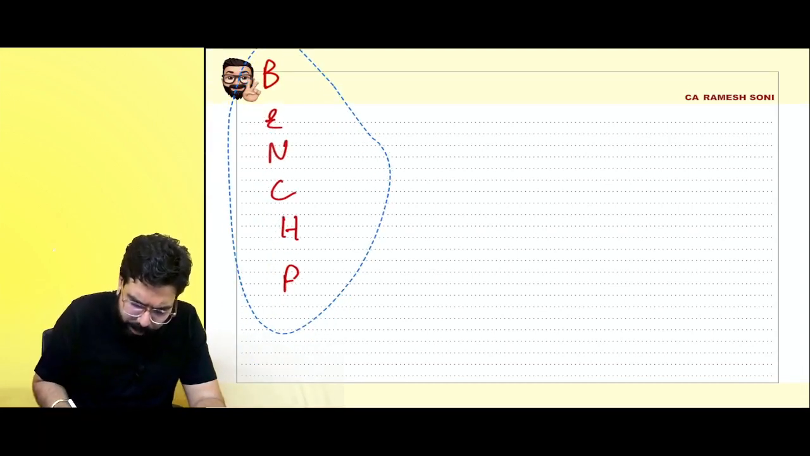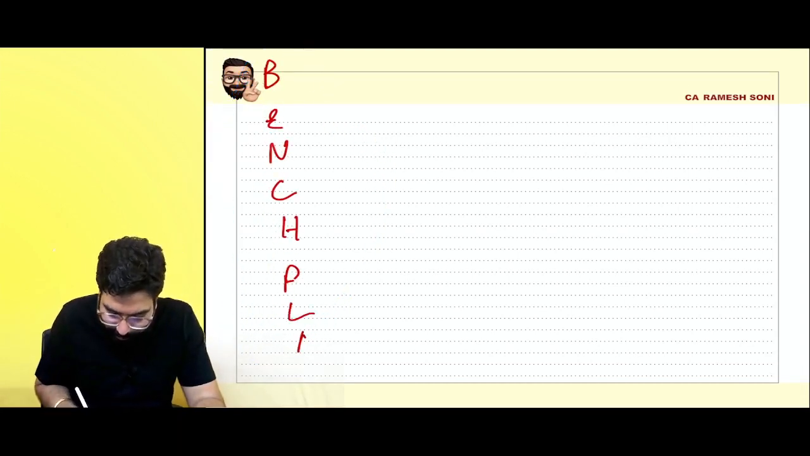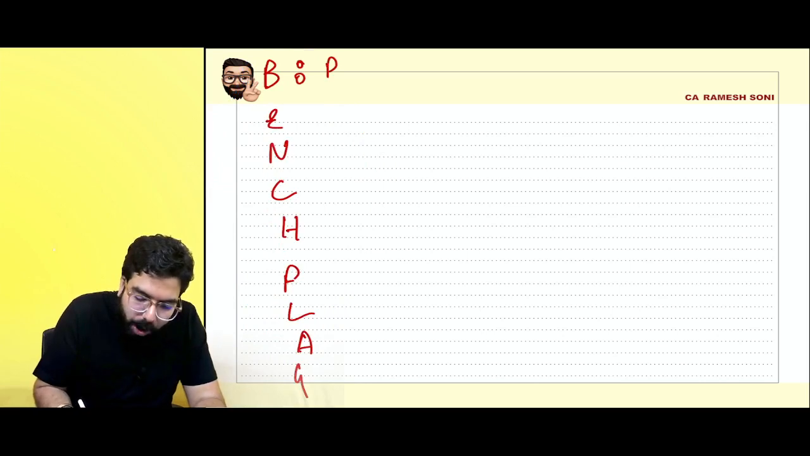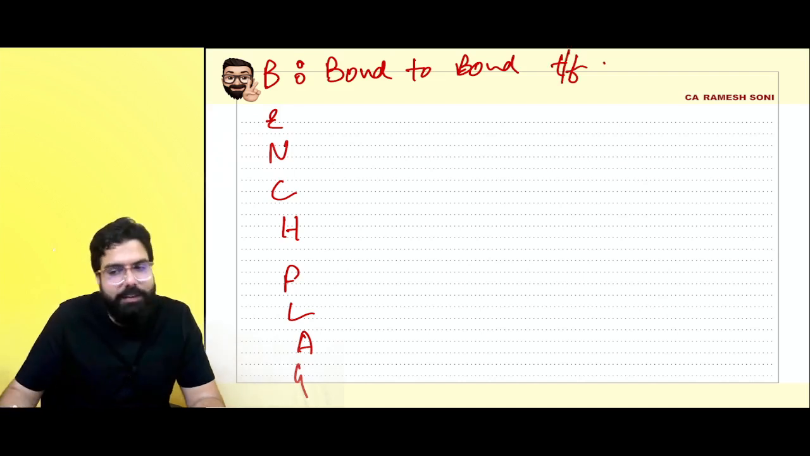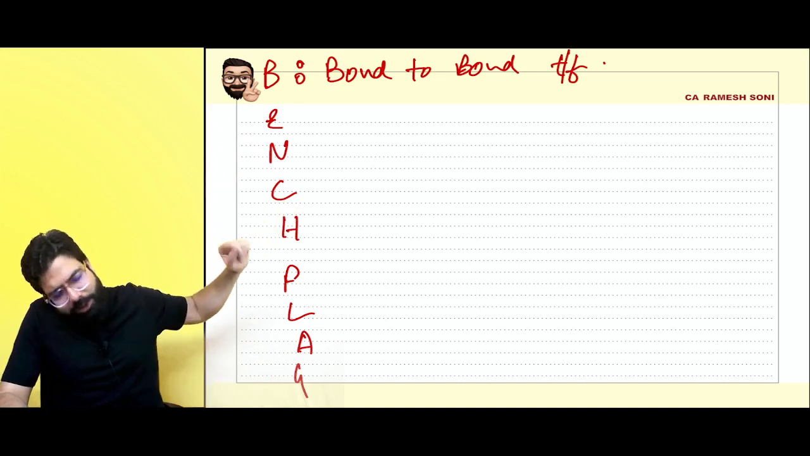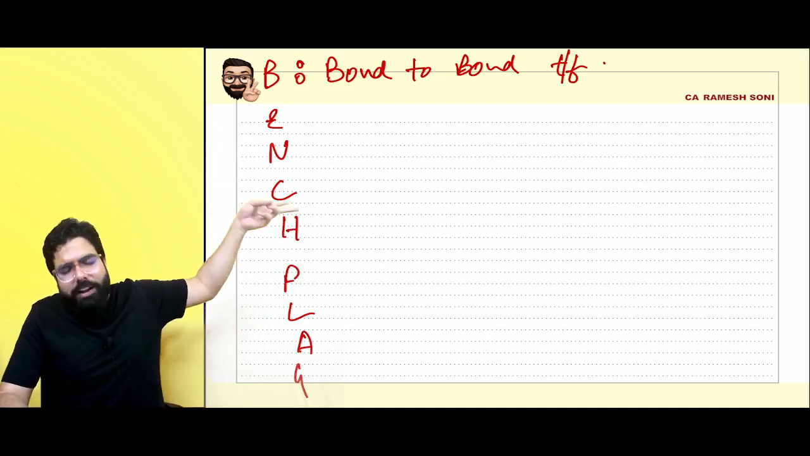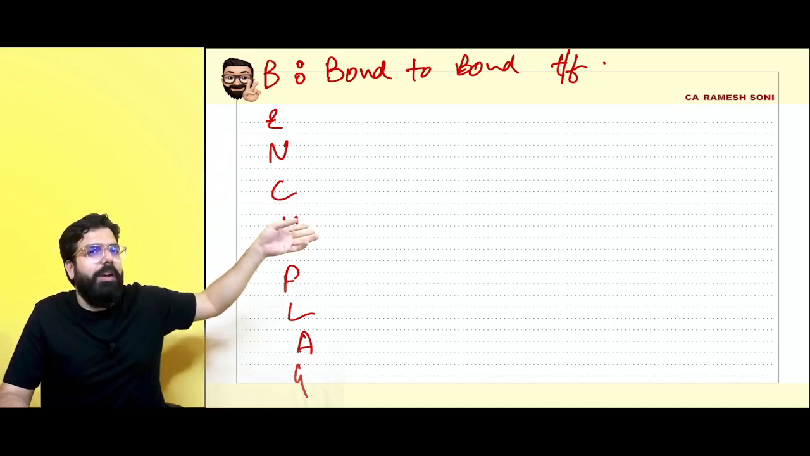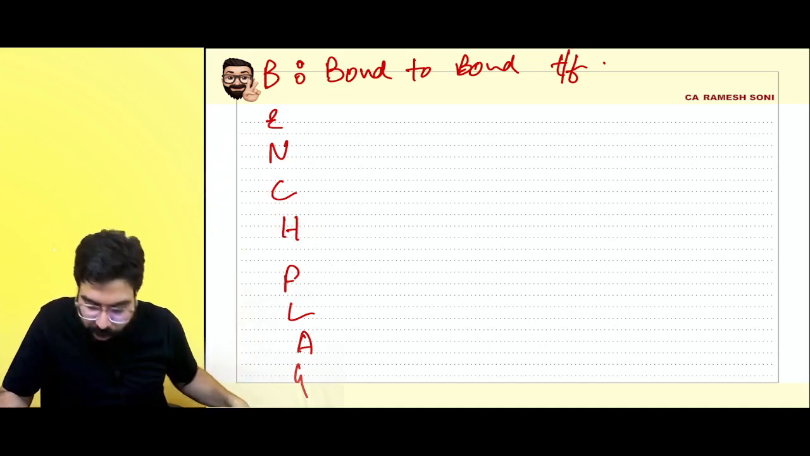What do you have to remember, everyone? Bench, flag. Yes, sir. B for bond to bond transfer. Bond to bond transfer shall always be neither supply of goods nor supply of service. Basically, your goods are lying in the custom warehouse, and you have transferred them to someone else. Transferring of custom bonded warehouse goods to another person shall be neither supply of goods nor supply of service.